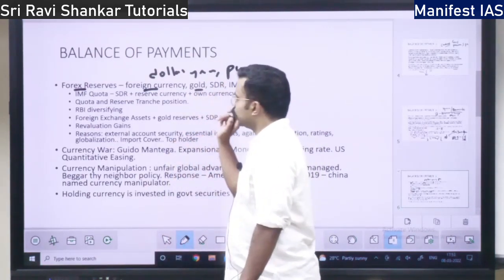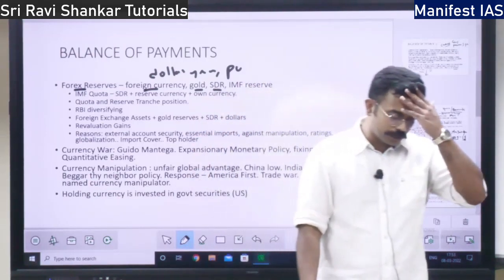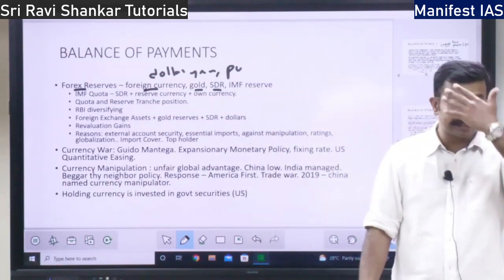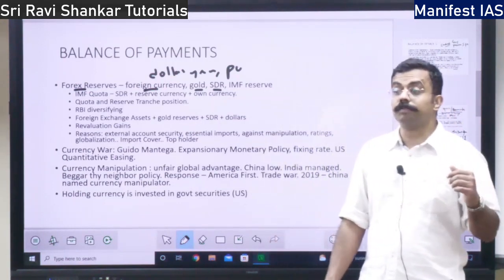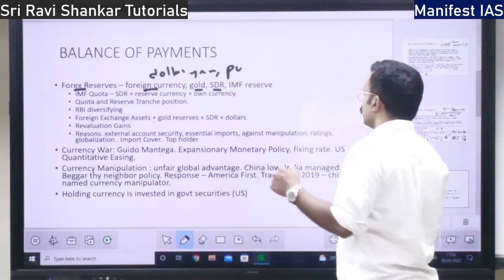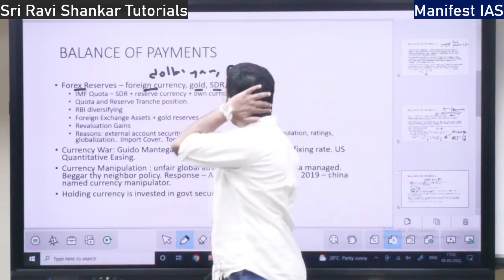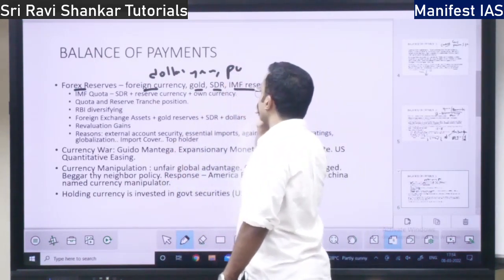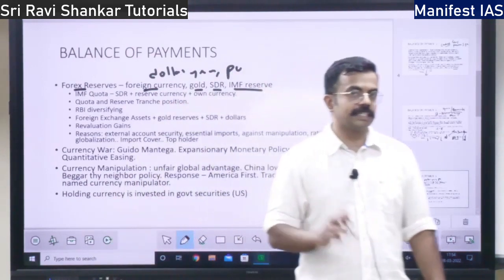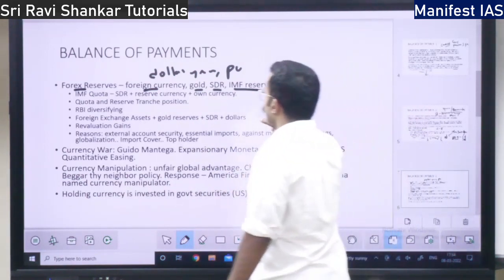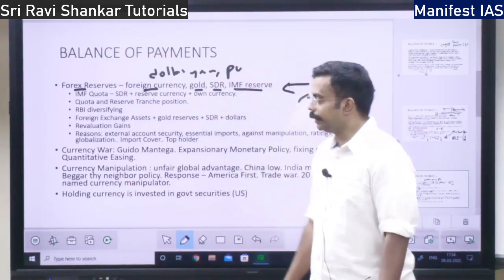Then Forex reserve involves gold. And you have SDR. SDR is the currency of which organization? SDR is the currency of the IMF, special drawing rights. It is not a physical currency. So the IMF currency is SDR. Apart from that, we have the IMF reserve, that is the money we have kept with the IMF. That acts as a reserve. So all these things contribute to the Forex reserve.